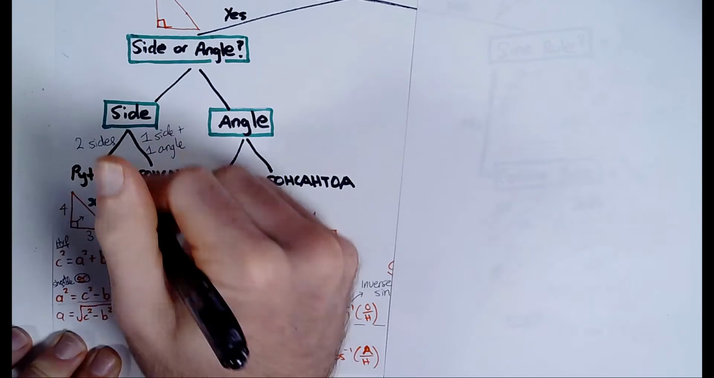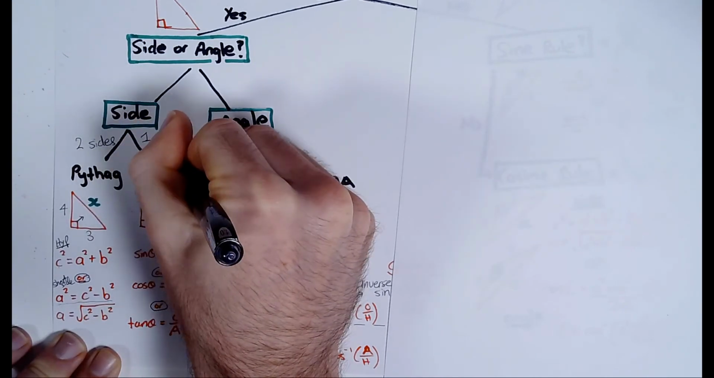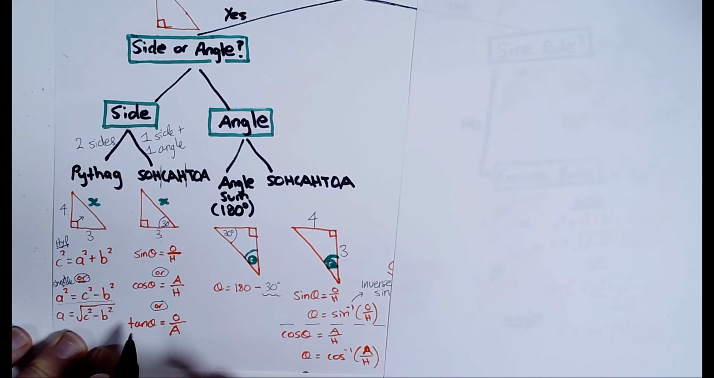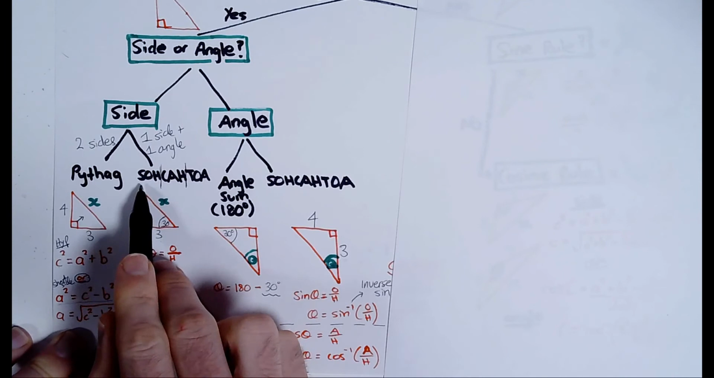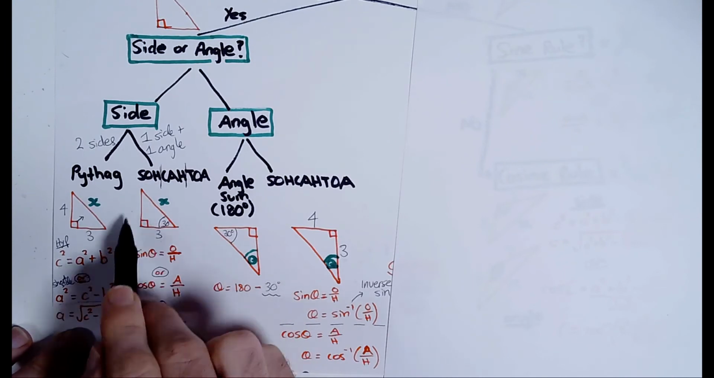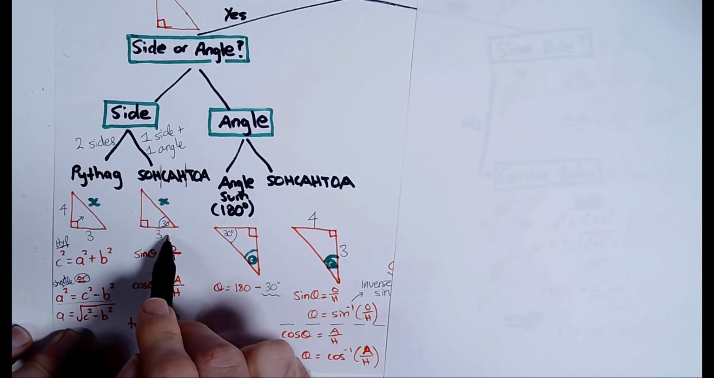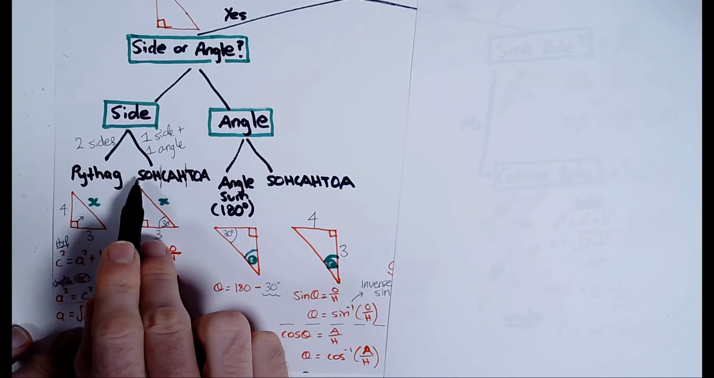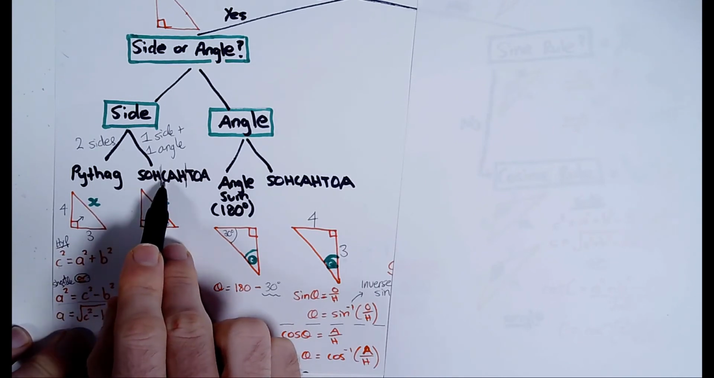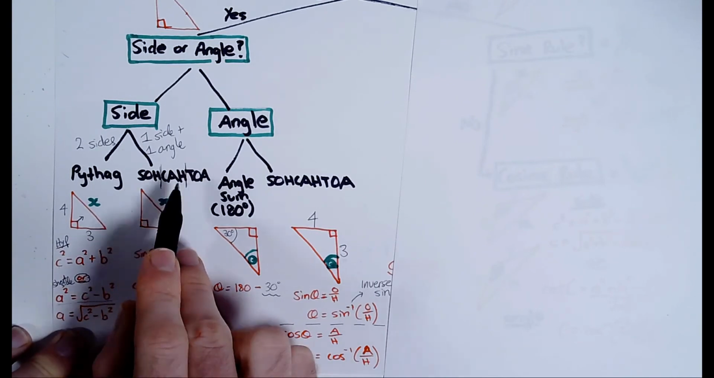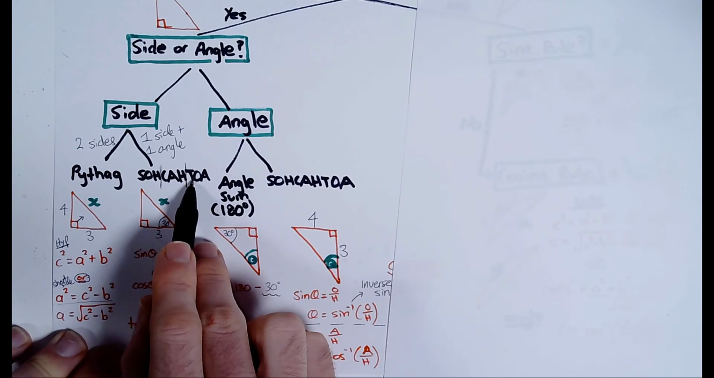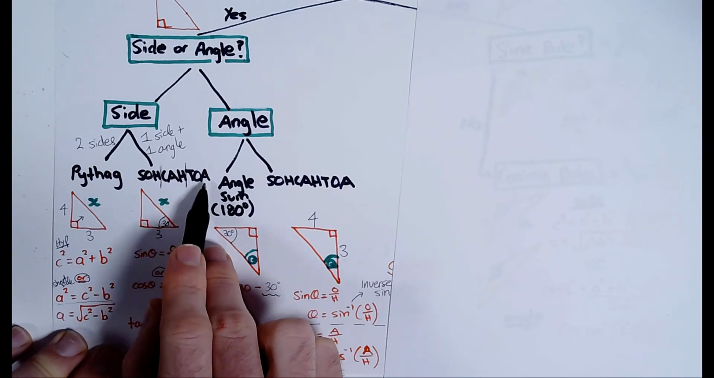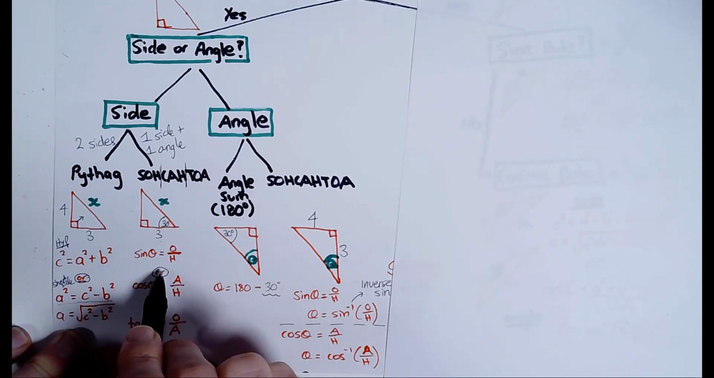Now, SOHCAHTOA is just an acronym that you should memorize, and you should say it a lot out loud. It's basically there to help you remember that depending on the situation, depending on the information that you are given, you will either have to use sine, which is the S in SOH, cos, which is the C in CAH, or tan, which is the T in TOA, to help form an equation and find that missing side.